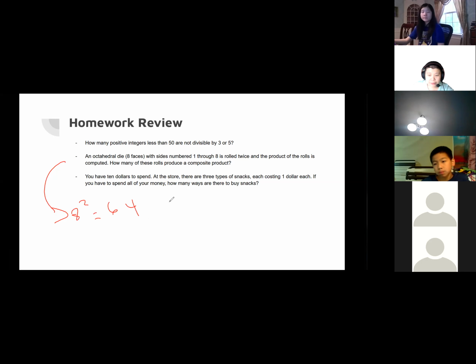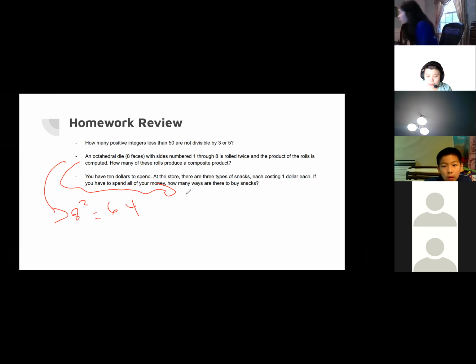And how many of these rolls produce a composite product? So the product of any two numbers is going to have to be composite unless one of them is 1. The reason behind that is that every non-composite number, which are primes and 1, is only divisible by 1 and possibly itself. For example, if you have something like 2 times 7, that's going to be composite because you're just multiplying it.